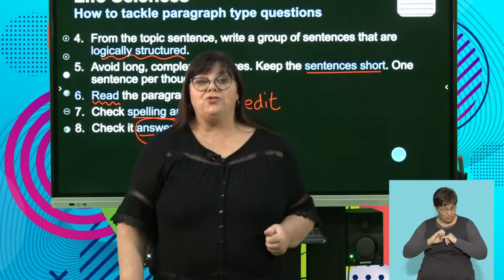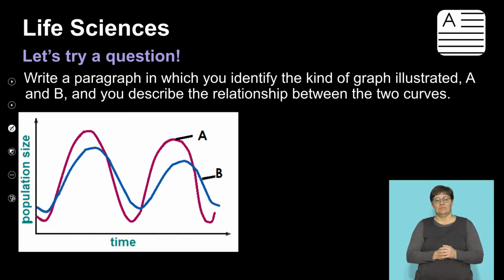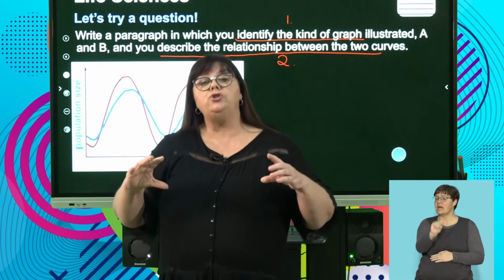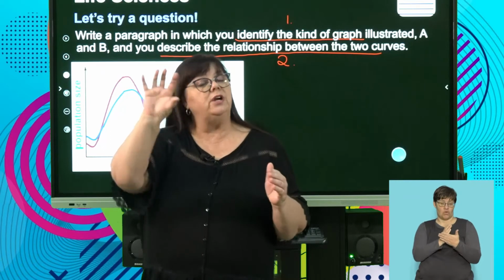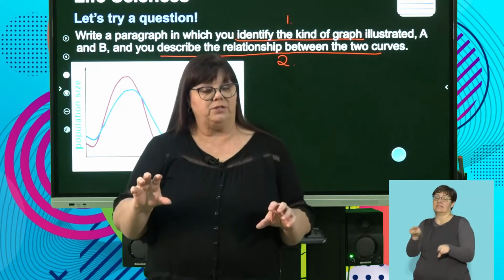Are you ready to try an example? Let's go. Write a paragraph in which you, number 1, identify the kind of graph illustrated by A and B, and then you describe the relationship between the two curves. So our question, in fact, asks you to do two things. And so in our paragraph, we must make sure that we don't only address the first part of the question, that we also answer the second part of the question.